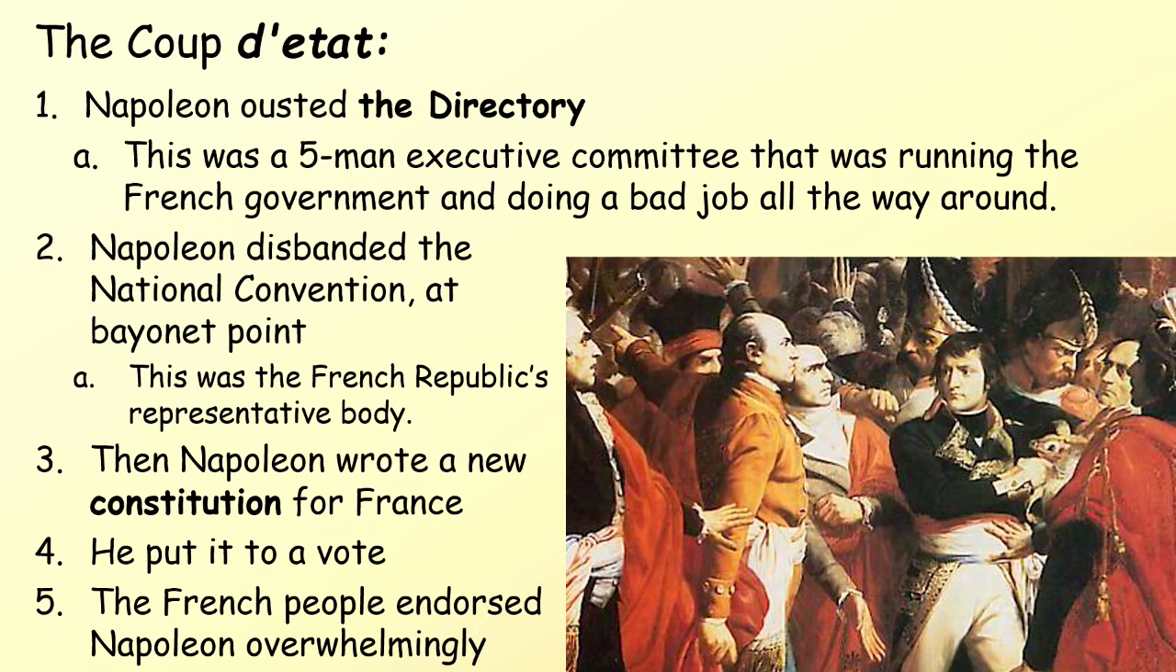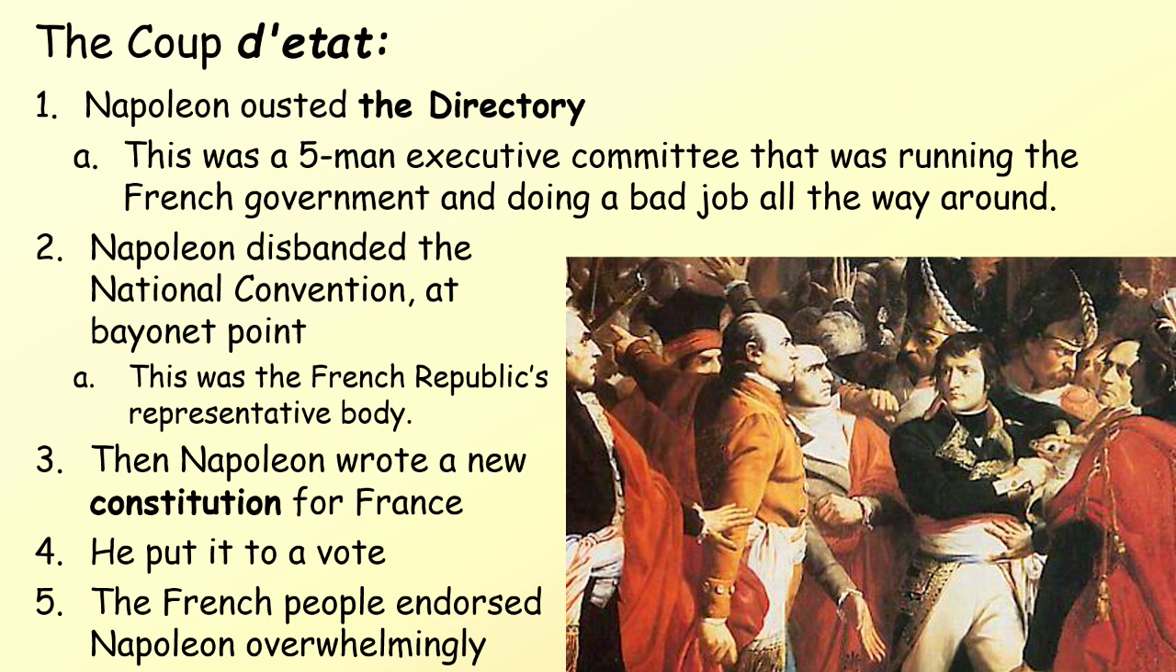The coup d'etat. We're skipping a lot of information here about Napoleon's campaigns in Italy and in Egypt, and we're going straight to the heart. Napoleon ousted the Directory. The Directory was a 5-man executive committee, kind of like a 5-man president, that was running the French government and doing a bad job at it all the way around.